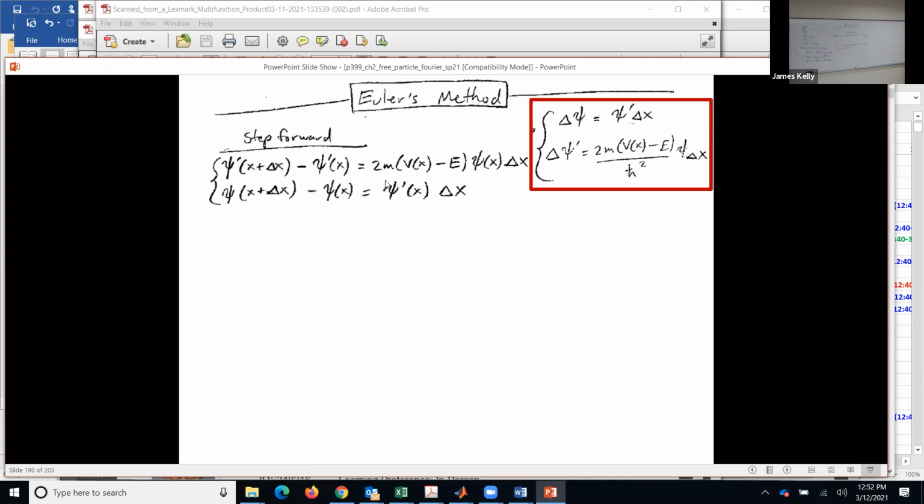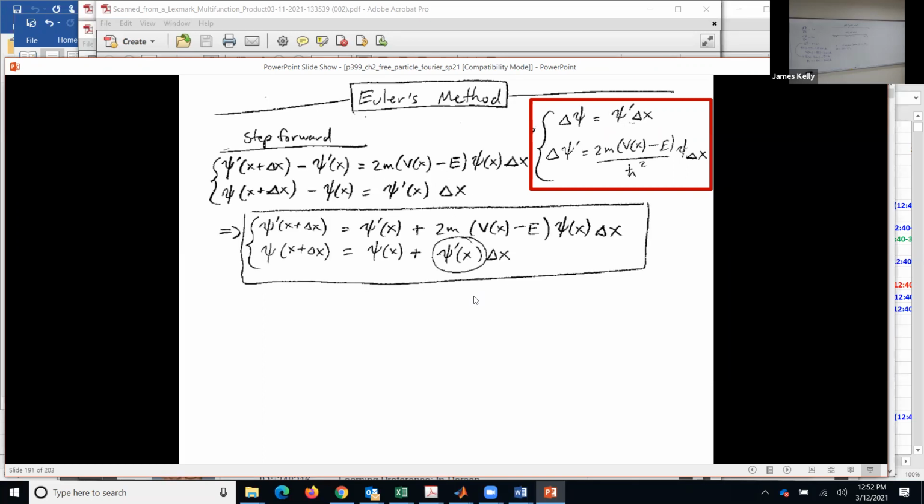When I write those down, these differential equations, the change in psi is just going to be psi prime times delta x. That's easy. And that allows me to solve for, and tells me how to step forward. Now, notice I'm not keeping track of just one thing as we go along here. If we have a second order differential equation at each position, not only do I have to keep track of psi, but I need to keep track of psi prime.